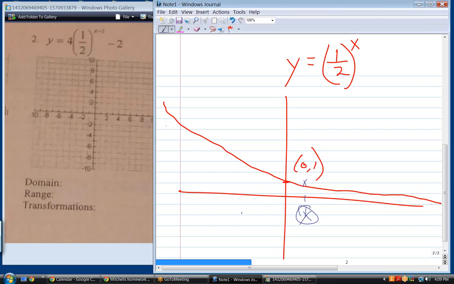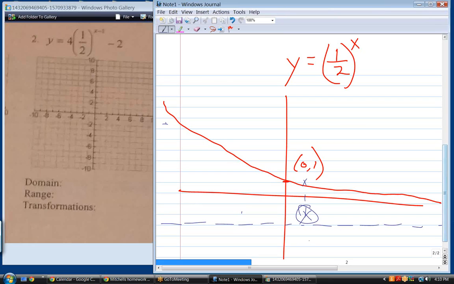And what's the new horizontal asymptote? It'd be -2. The horizontal asymptote of this exponential function is y equals 0. So if we're shifting everything down by 2, then the new horizontal asymptote is going to be y equals -2.